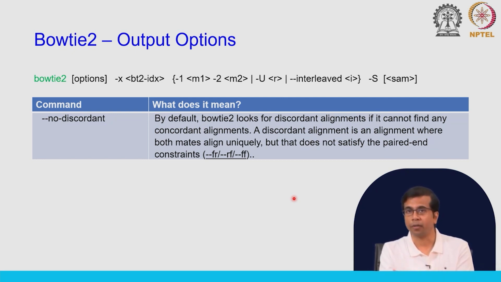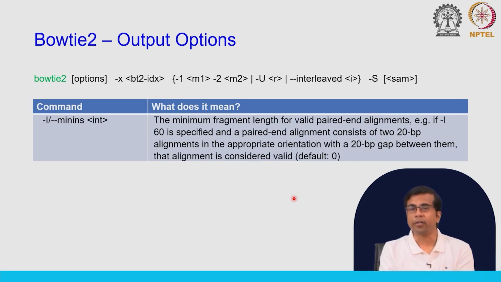So, it will just stop at concordant mapping. If it finds a concordant mapping, fine, it will report it. If it does not find one, it will just discard the read. It will say no match found or no location found. Okay. So, you will also have other options.